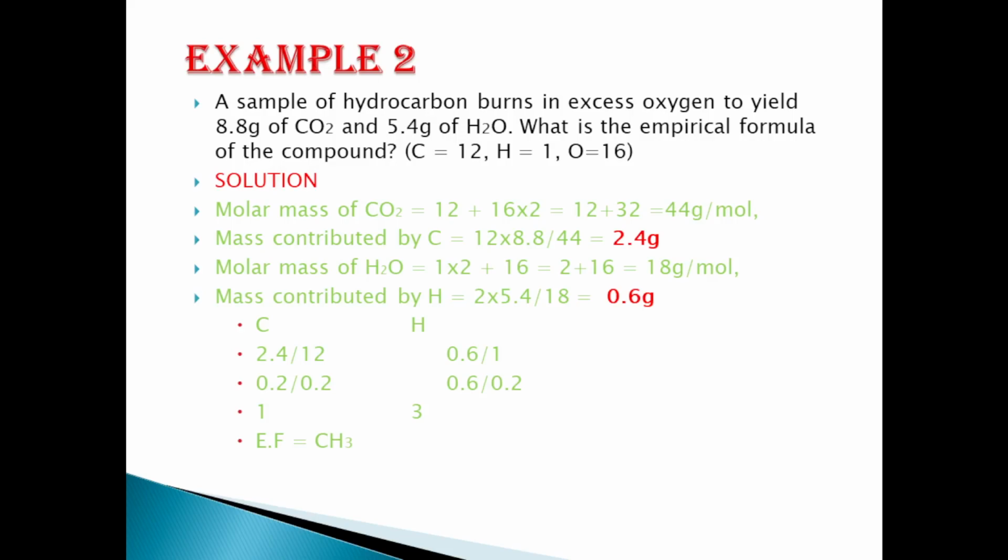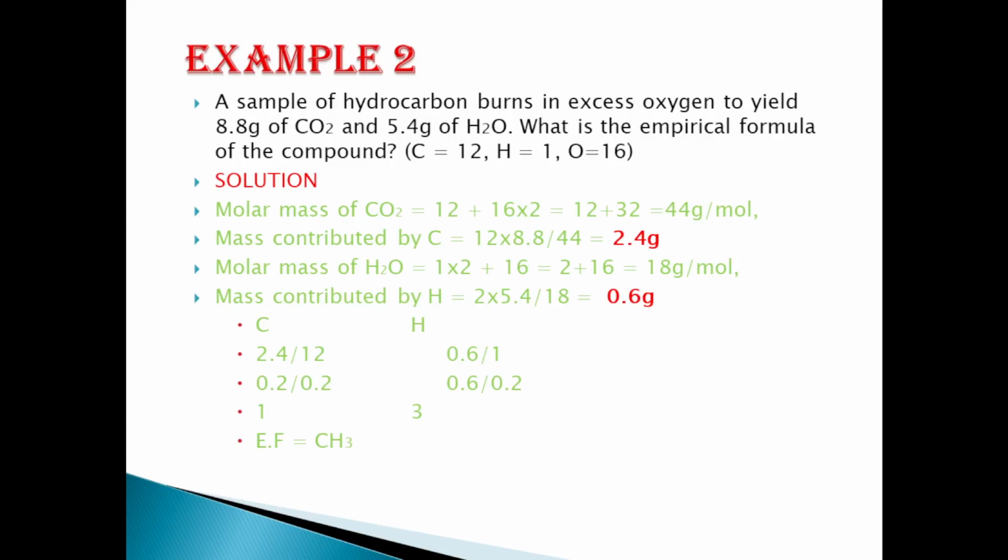Now, to get the mass of carbon from the CO2 they have given you, you look at the molar mass of CO2, which is obtained by adding up the masses of carbon and oxygen. So that will give us a total of 44 gram per mole. Now, the contribution of carbon out of the 8.8 gram of CO2 will be obtained by doing this simple operation. That will be 12, which is the mass contributed by carbon, over the total, which is 44, times 8.8 gram, and that gave us 2.4 gram of carbon.